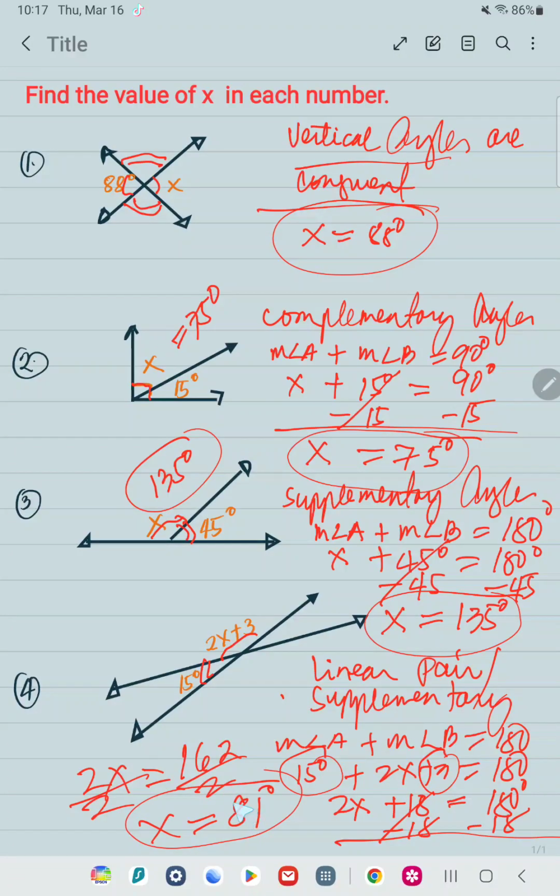So now, we are just asked to find the value of x. So x is 81. But if you want to know the measure of this angle, you can substitute the value of x. So 2 times 81 plus 3, 162 plus 3 is equal to 165. So 165 plus 15 is equal to 180. Sometimes you can also put degrees there. That's all for this video, and thank you for watching.